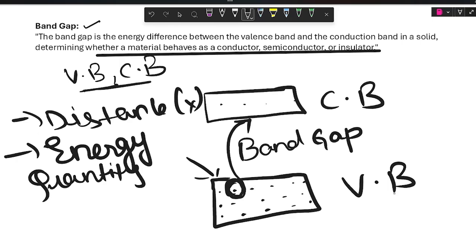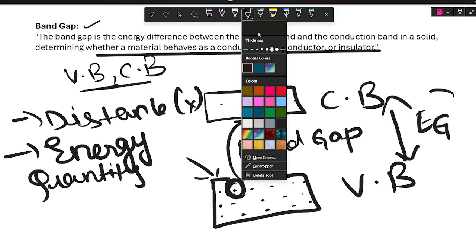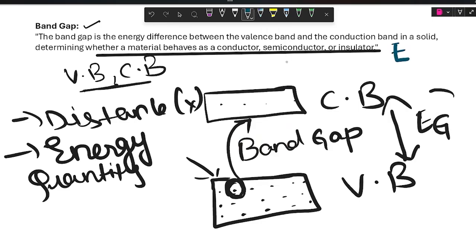We already learned that band means a range of energy, right? So electrons which are present in the valence band have the same energy, and the same goes for the conduction band as well. So we can say that the energy difference between the valence band and conduction band is known as band gap. The band gap is denoted by the letter Eg.